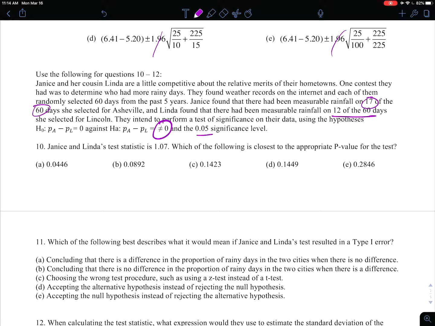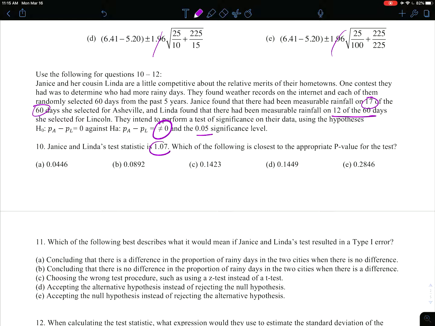So it really is, is 17 out of 60 distinctly different or significantly different than 12 out of 60? That's what this is testing. And it's just that it's different, right? We have a two-sided test. They did not test, is it rainier in one particular direction. So the first question, number 10, Janice and Linda's test statistic is 1.07. Which of the following is the closest appropriate p-value for the test?